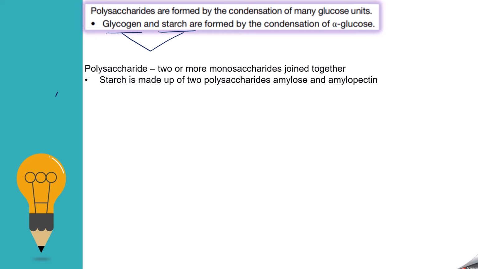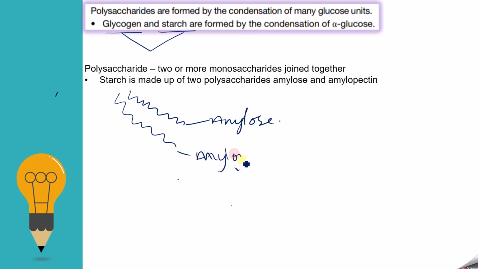Now starch is made up of 2 polysaccharides, amylose and amylopectin. Now don't be overwhelmed. We know that starch is a polysaccharide, so it's a long chain of monosaccharides. The only difference is that we've got another chain. One's called amylose and one's called amylopectin. That's it. Don't overconfuse yourself. We've got 2 polysaccharides right here, and that collectively makes up starch.